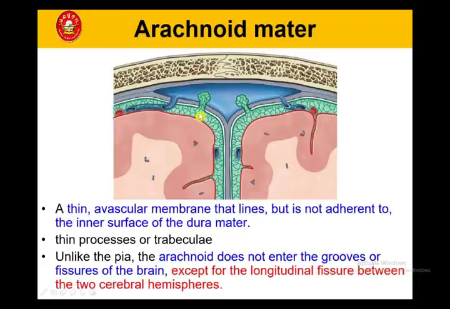Unlike the pia, the arachnoid does not enter the grooves or the fissures of the brain except for the longitudinal fissure between the two cerebral hemispheres, as we can see here.